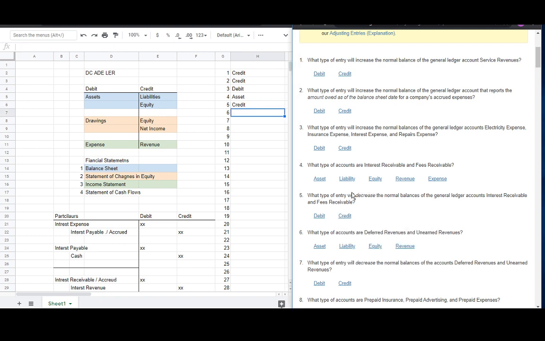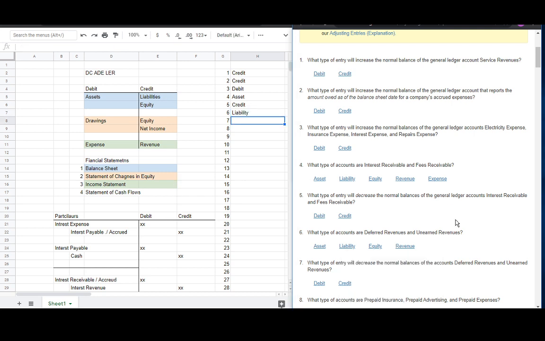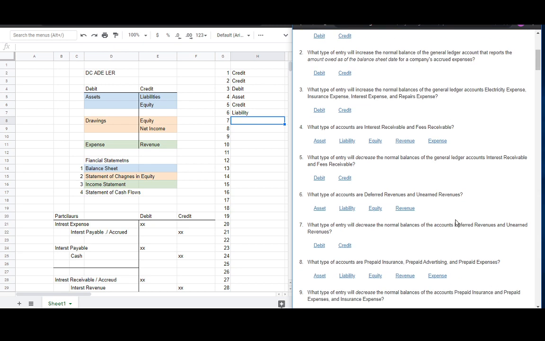And correct. Number 6, what type of accounts are deferred revenues and unearned revenues? Don't confuse these as revenue accounts, but they are liability accounts because of the matching principle or revenue recognition principle. And so number 7, what type of entry will decrease the normal balance of the accounts deferred revenues and unearned revenues? The opposite of liability, debit.